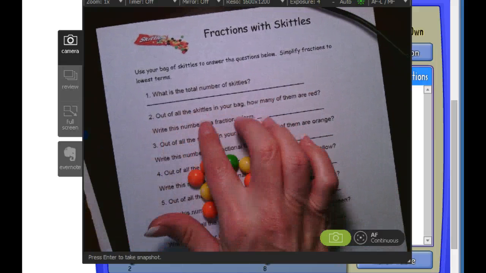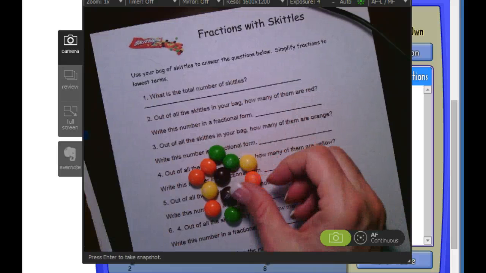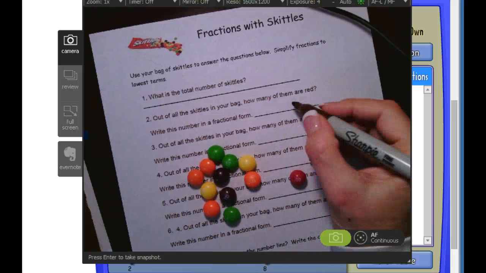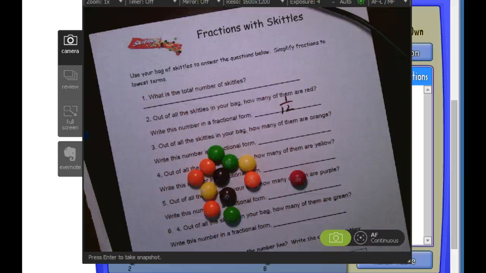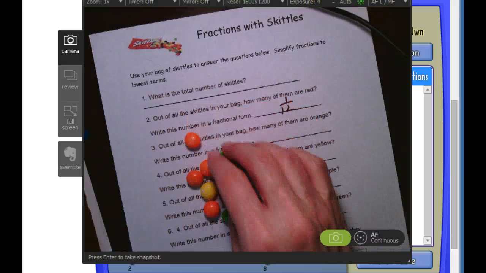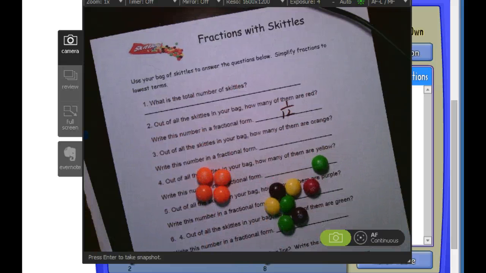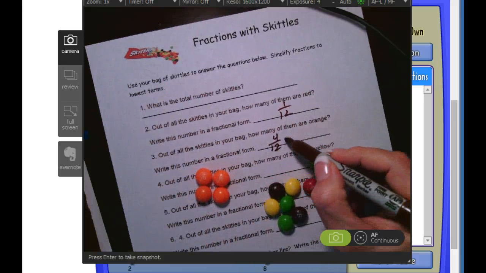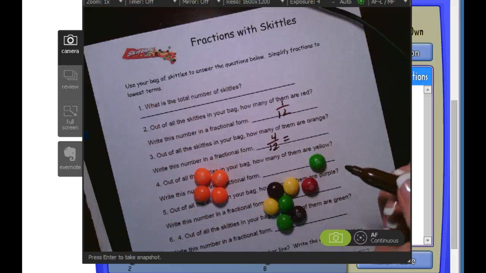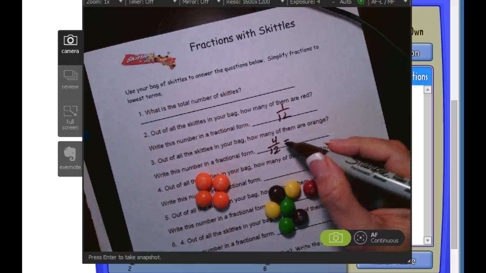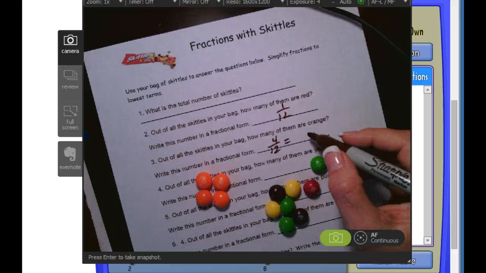And then it says, out of the Skittles in your bag, how many of them are red? Well, 1 of the 12 are red. So we would write 1/12. This is a great way just to practice fractions in a fun way. If we look at our orange Skittles, we see that 4 of the 12 are red. So we can think of, is there other equivalent fractions we can write to show 4/12?